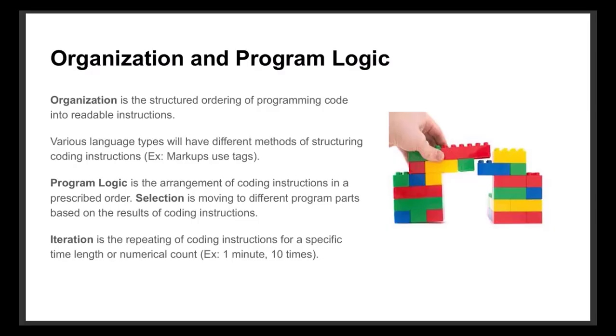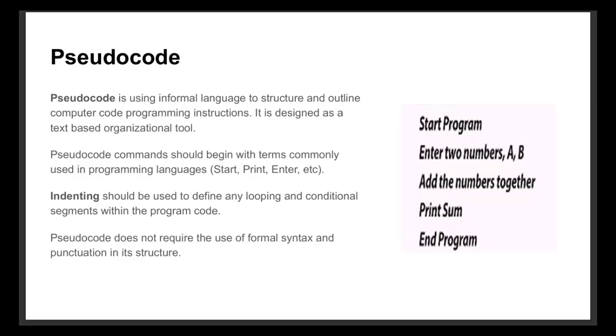So now that we are familiar with those three terms, organization, logic, and iteration, we're going to now discuss some other features of our programming code related to these topics. Our next topic we're going to discuss is pseudocode. Pseudocode is a technique we use to create outlines of our computer code programming instructions.